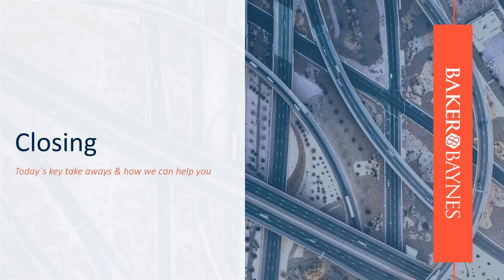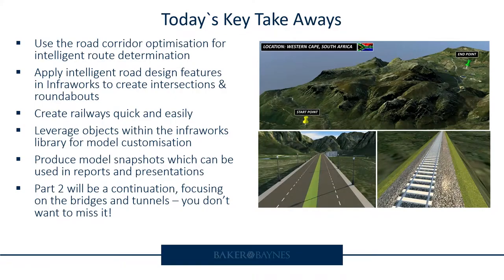And that's about it for this webinar. So let's look at the closing and key takeaways. We used the road corridor optimization, and we actually used three optioneering methods. One was to get us from point A to point B, so start point to end. The second one was an avoidance zone that didn't really impact us. It was right on top of the mountain. And we put a second avoidance zone at the end. So the road actually had to divert or swerve around it in order to maintain our design spec.